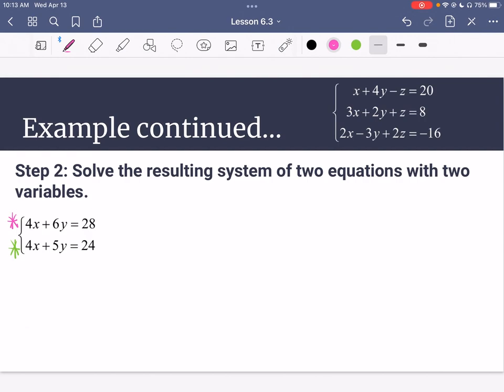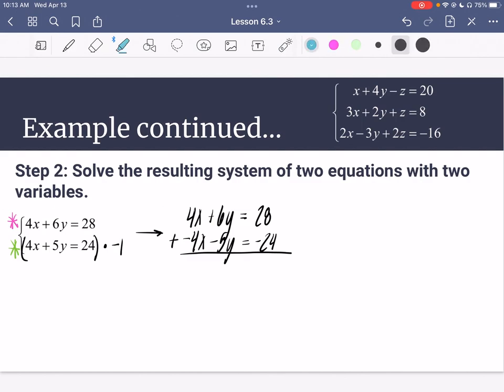So I look to see, can I automatically eliminate any of my variables? Well, I do have a 4x and a 4x, but one of them needs to be the opposite sign, or negative. So I'm going to go ahead and multiply this second one by a negative 1. It really does not matter if you want to multiply the top one by that. I just always like to do the second one so that it looks like I'm subtracting. Okay, so I get negative 4x minus 5y equals negative 24. Just make sure you change all of those signs.